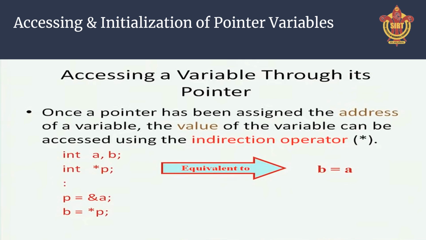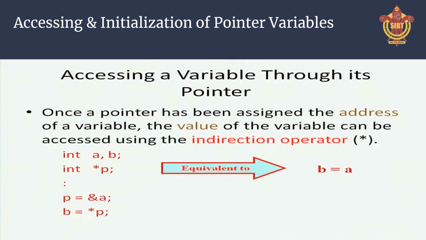It means asterisk p will give the value which is stored at memory location a. Okay, so in the first statement we are assigning the address of a to the p. So p is now pointing to the variable a, and to access the value which is stored in this location, we will use asterisk p.